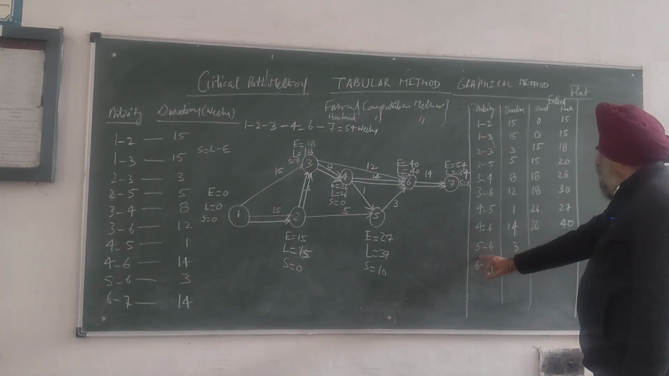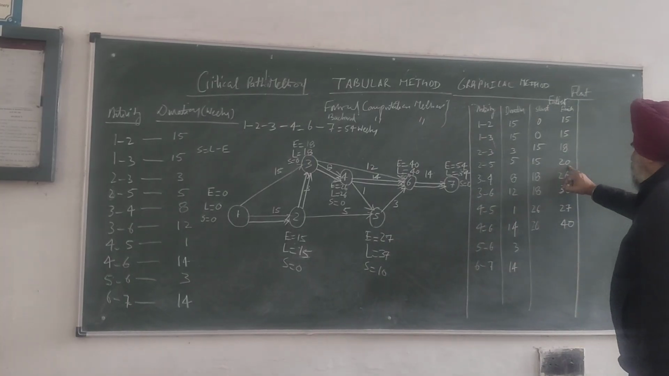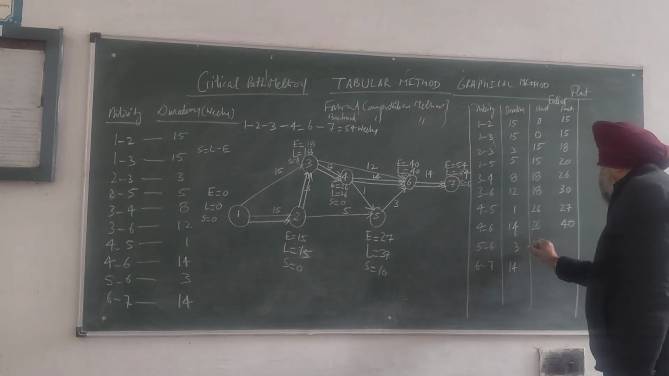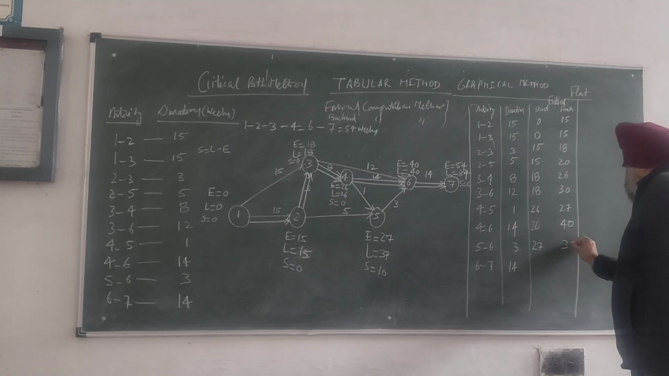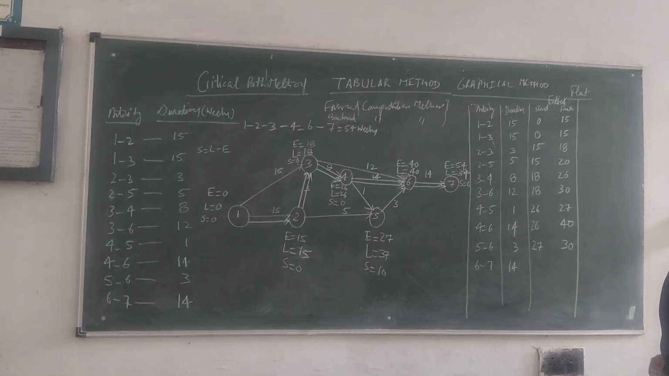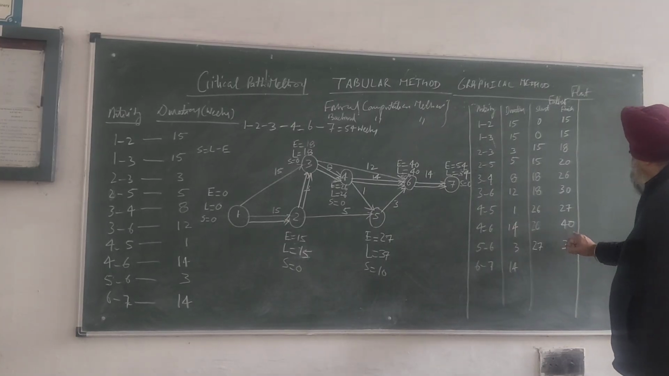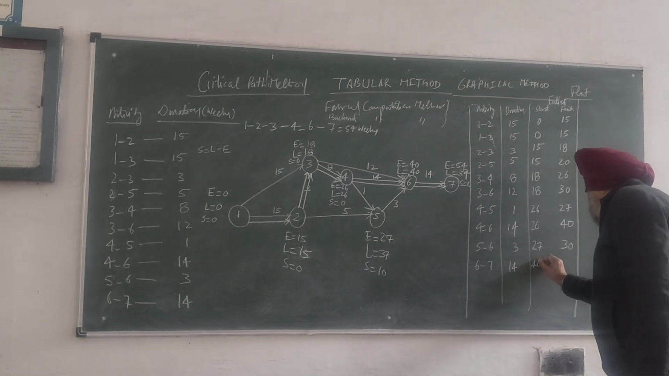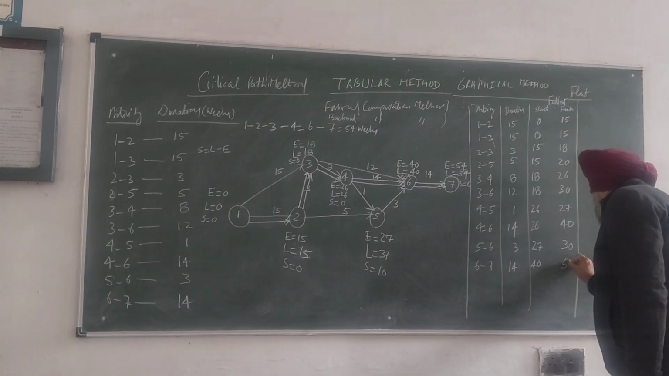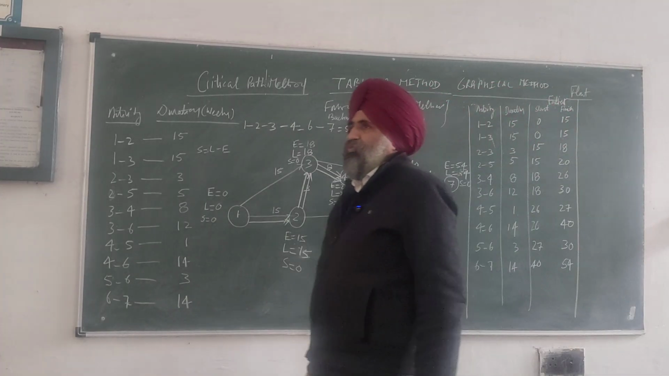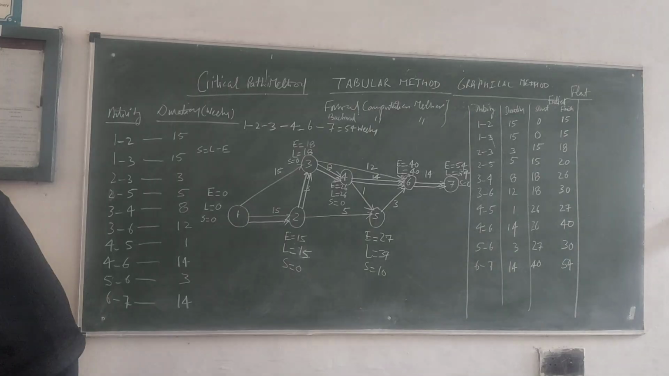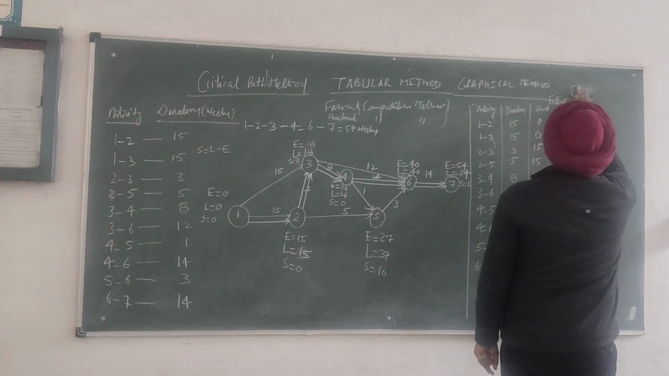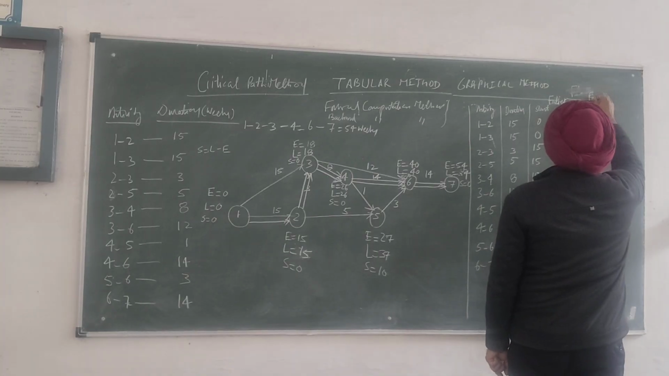Clear? At value 5, you are having two values, one is 20, another one is 27. Choose the bigger one, 27. 27 plus 3 becomes 30. And here is value 6. You are having two values, one is 40, another one is 30. Choose the bigger one. 40 plus 14 becomes 54. Now, calculate the finish time.